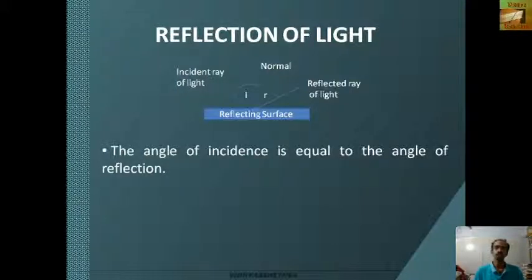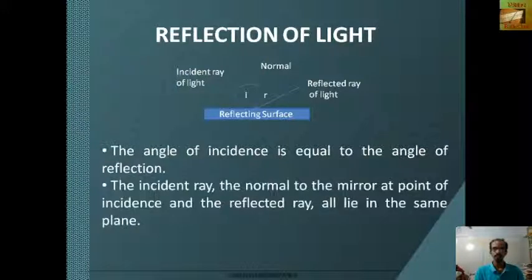Now we can see the laws of reflection. The first point is the angle of incidence is equal to the angle of reflection. That is, angle I will be equal to angle r. Now the second point is the incident ray, the normal to the mirror at the point of incidence, and the reflected ray all lie in the same plane, as we can see in this figure.